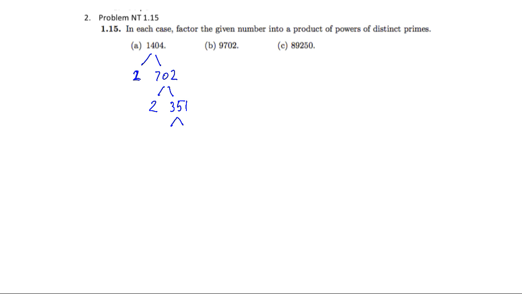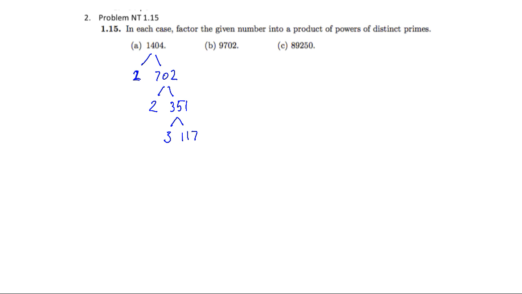Now, I can tell it's divisible by 3 because 3 plus 5 plus 1 is 9, which is divisible by 3. If you add the numerals in the number and the sum is divisible by 3, then the number itself is divisible by 3. So I know this is divisible by 3, and I get 117 here.